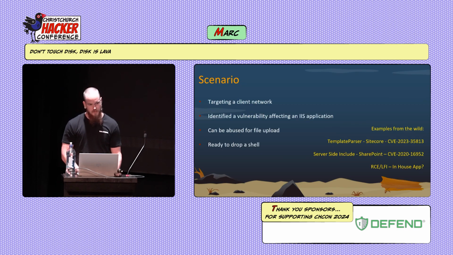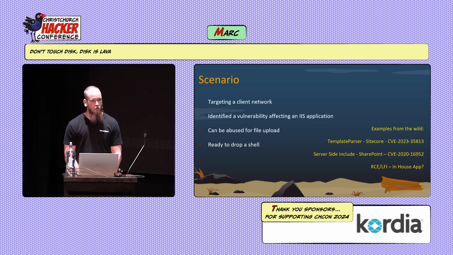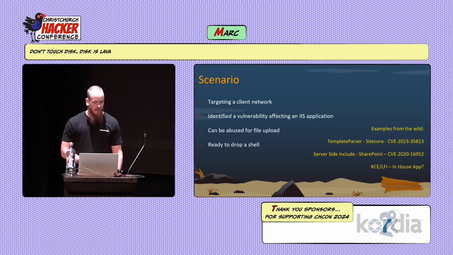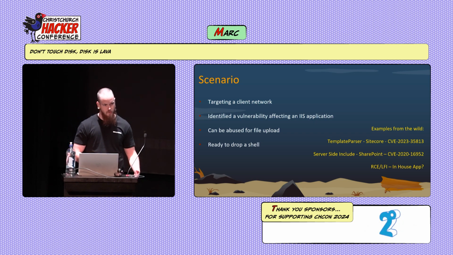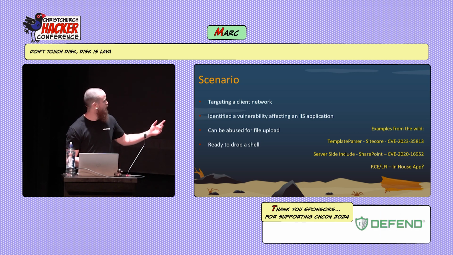To set the scene before we go through the content of the presentation, I'm going to walk through the following scenario. We're performing a red team engagement and we're targeting a particular client network. We've had a look at the perimeter, we've reviewed the services that are exposed and managed to identify a vulnerability that's affecting an IIS web application. These could be some of the examples I've included on the slide, which I've seen in the wild in the last couple of years.